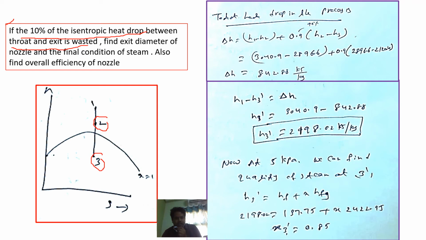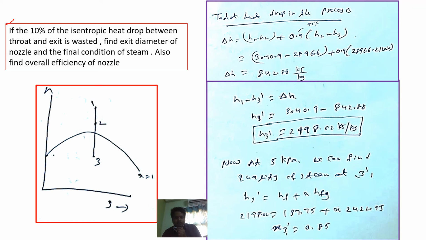Here we have to find the exit diameter of the nozzle, which means the diameter at point 3, and find the final condition of the steam. That means we have to find the dryness fraction, and also the overall efficiency of the nozzle. Now let us see how to solve the problem.